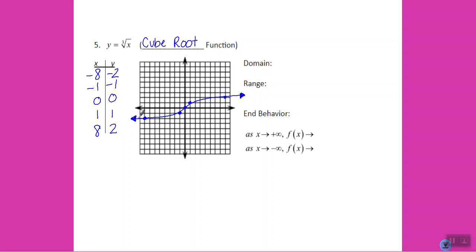The domain, since we have an arrow on the left and an arrow on the right, will be negative infinity to infinity. It might be hard to see, but as this arrow moves to the left, it's slowly moving down towards negative infinity. And this arrow is slowly moving up towards positive infinity. So our range is negative infinity to infinity. And our end behavior, as x goes positive, the arrow on the right is slowly moving up towards positive infinity. And as x goes negative, meaning the arrow on the left, that arrow is slowly going down towards negative infinity.